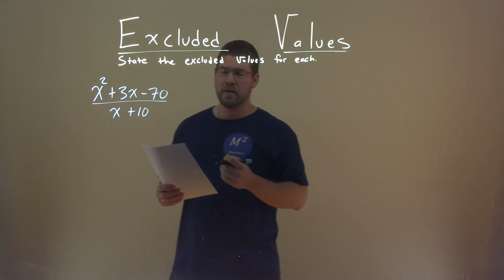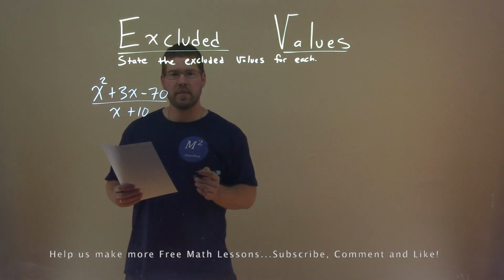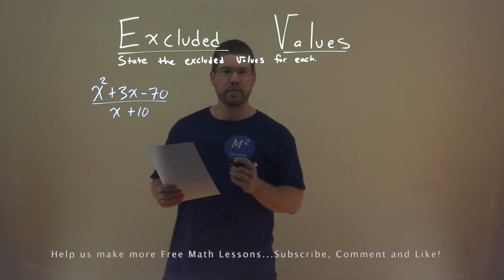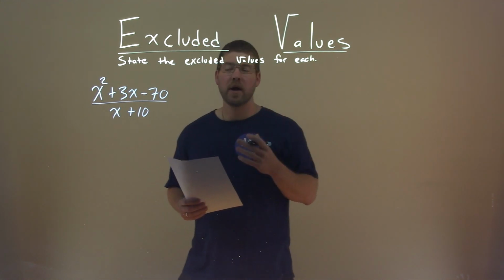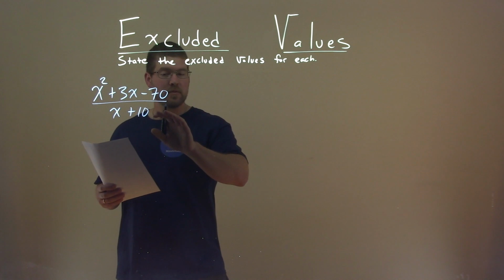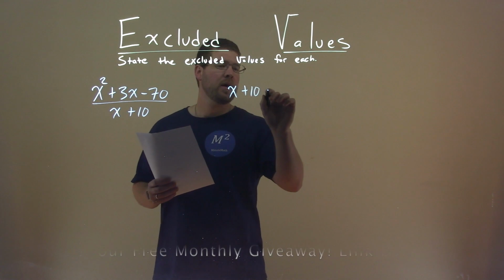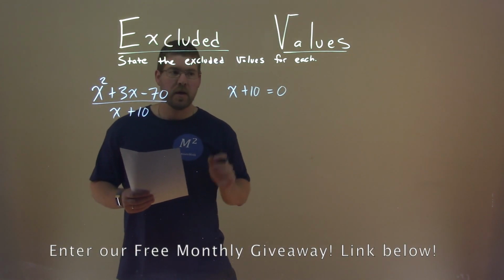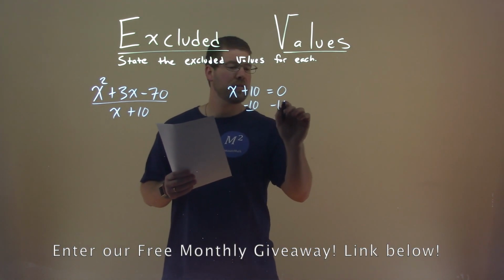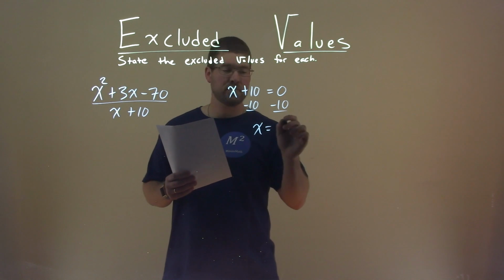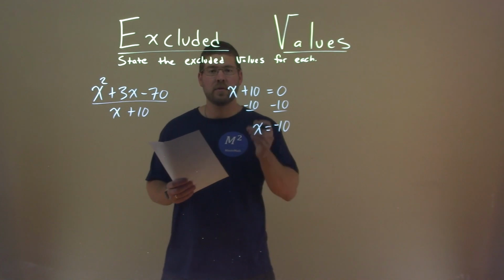We're given this problem right here, x squared plus 3x minus 70 over x plus 10, and we want to find the excluded value. Well, we know we cannot divide by 0, so we're trying to find the value of x for which the denominator is equal to 0. So we take our denominator, x plus 10, and we're going to set it equal to 0. Now we're going to solve for x. Pretty simple now. Subtract 10 from both sides, and x equals, well, negative 10. So that's it. Negative 10 is our excluded value.